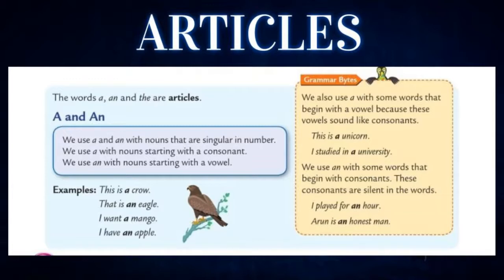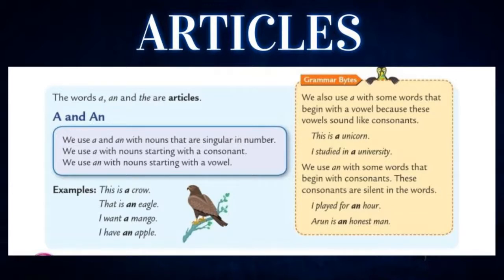And one more thing, look at the grammar bite. Some words begin with a vowel letter, but they produce a consonant sound. Look here, this is a uniform. When we pronounce the word uniform or university, it produces a consonant sound. So that's why we do not use the article an. Instead of that, we use a because it produces a consonant sound.